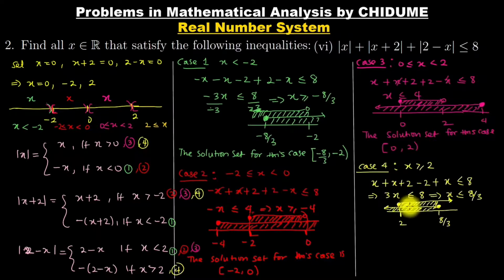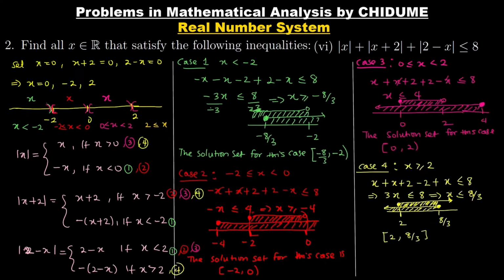So meaning that where do these two graphs intersect? So they intersect at what? At 2, closed at 2, and also closed at what? 8 over 3. Okay, so we have 4 cases. As usual, we take the union of case 1, case 2, case 3, and case 4 for us to find the solution of this inequality.